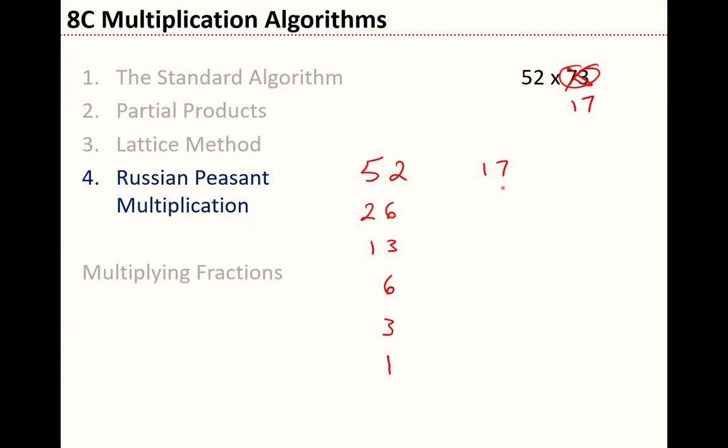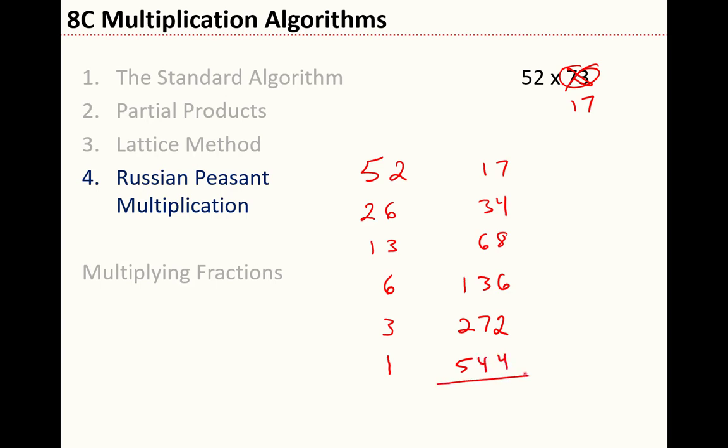What I do on the right side is I take the number I'm multiplying and I double it. So 17 doubled is 34, doubled is 68, doubled is 136, doubled is 272, and doubled that again.